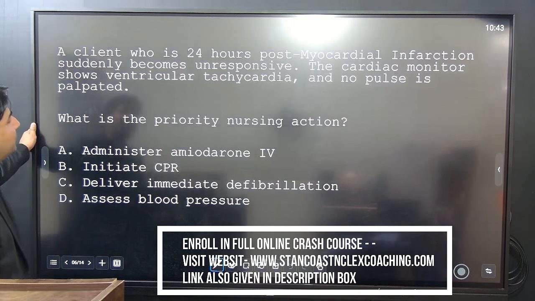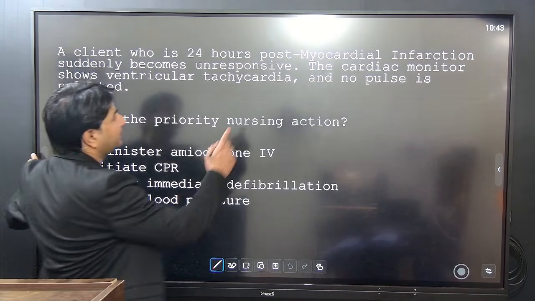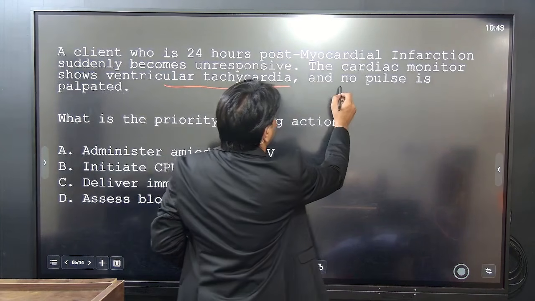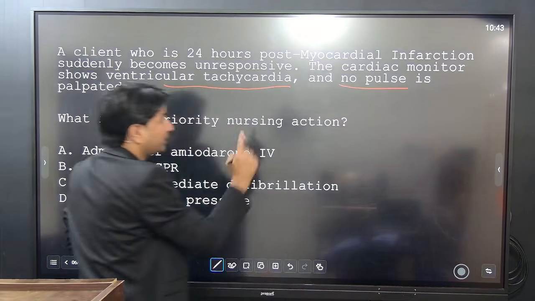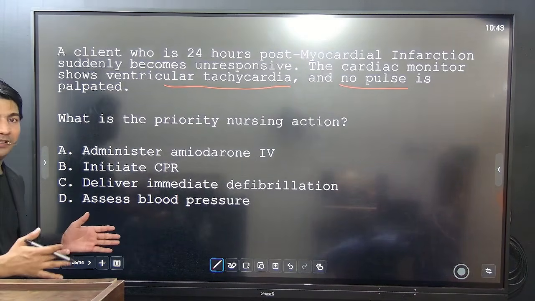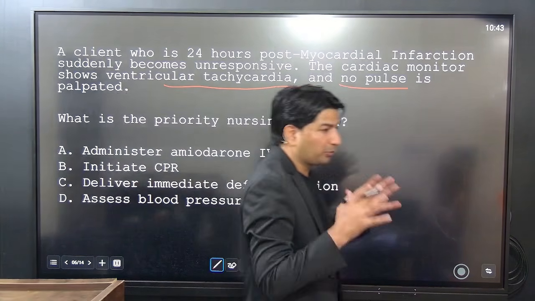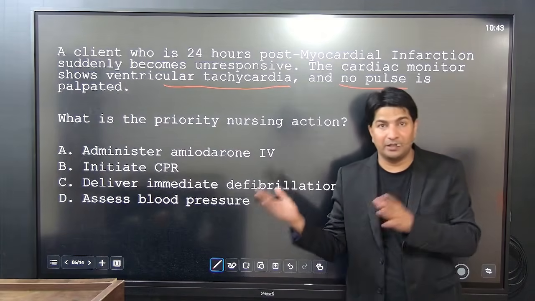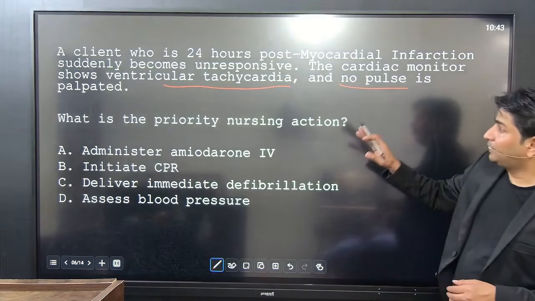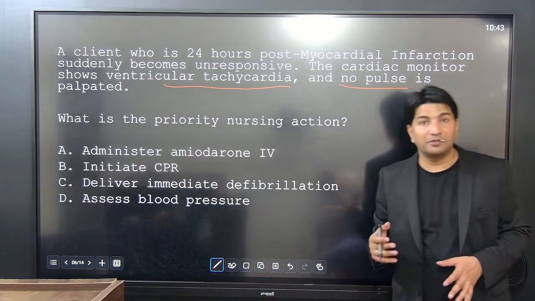A client who is 24 hours post-myocardial infarction suddenly becomes unresponsive. The cardiac monitor shows ventricular tachycardia, meaning they have VT, and no pulse is palpated. What is the priority nursing action? This means they have pulseless VT, and when there's pulseless VT, that is pulseless ventricular tachycardia, it falls under a shockable rhythm. This means we can treat that condition by giving a shock with a defibrillator. It's pulseless VT, right? Meaning if there's no pulse and there's ventricular tachycardia, we call it pulseless VT.